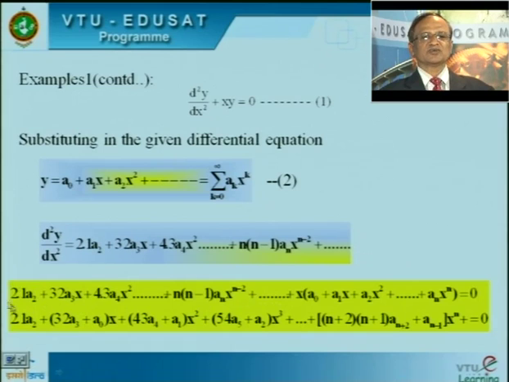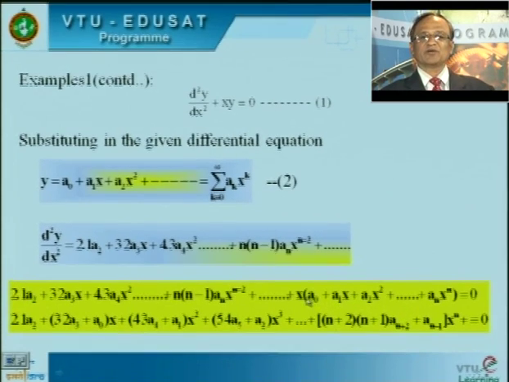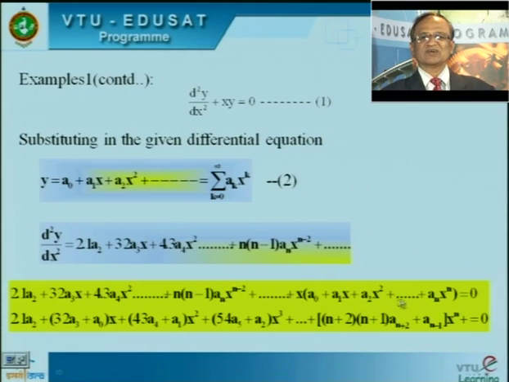Okay. Now you observe the first term, 2 into 1 into a2. Similarly, you observe whether a coefficient of x to the power 0 is present in the other series or not. This series does not contain an x to the power 0 term, so it contains only one term. That's why I have written the coefficient of x to the power 0. x to the power 0 means it is 1. What is the coefficient of x to the power 0? 2 into 1 into a2.